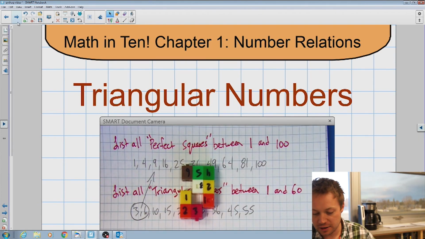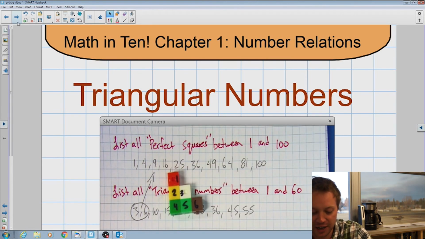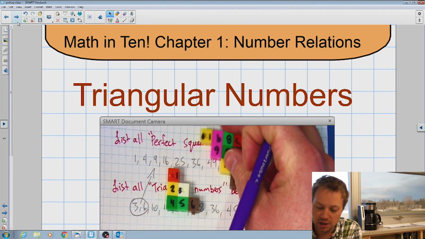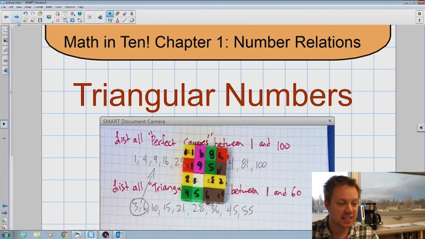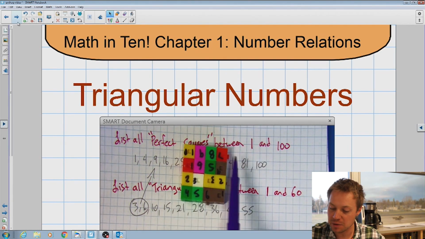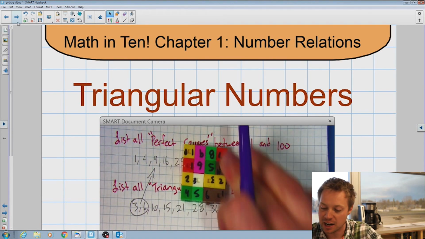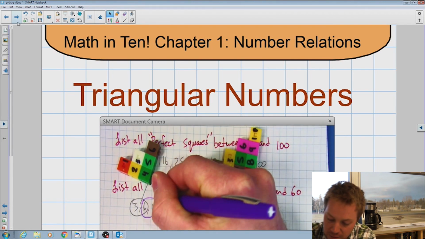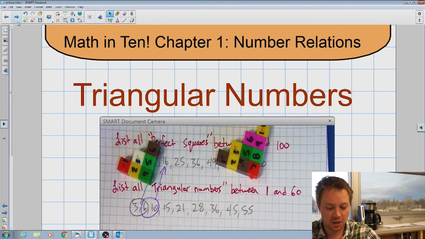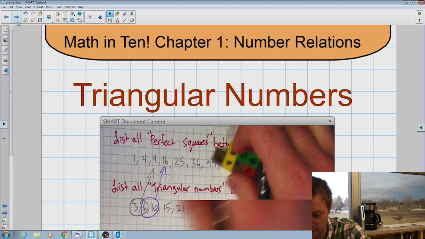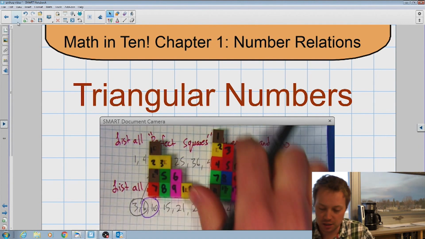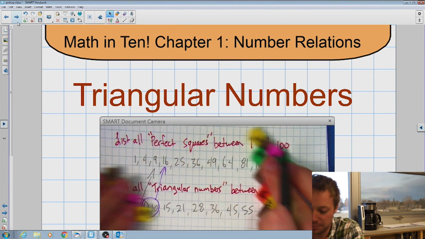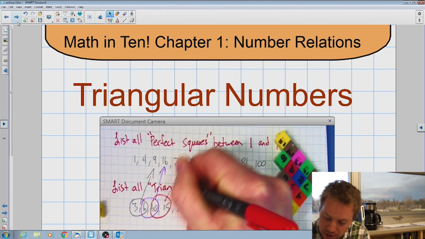Then I can try this again. What if I tried the triangular number 6 with the triangular number 10? Again, I can just flip one of them around. They fit together, and you can see that again, they make a perfect square. This time it happens to be 4 times 4, so there's 16 squares there. So 6 and 10 come together to make 16. You can also see that 10 and 15 come together to make the perfect square, 25.